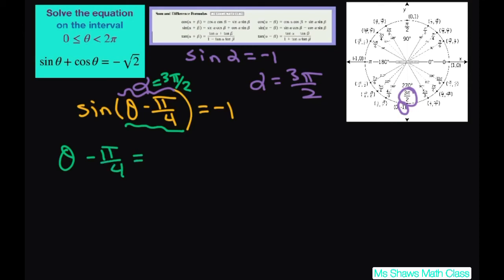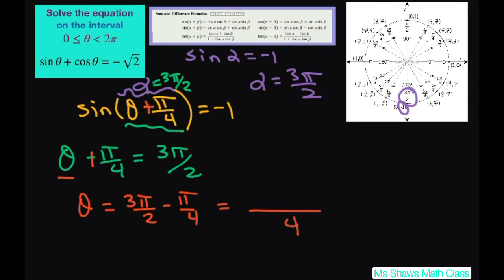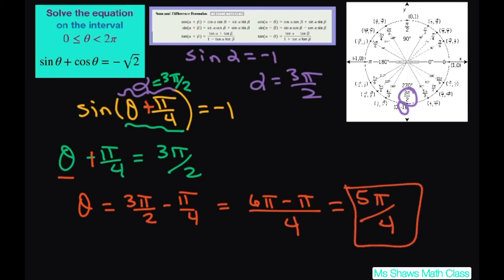Theta minus pi divided by 4 equals 3 pi divided by 2, and now just solve for your angle. So theta equals 3 pi divided by 2. This is supposed to be a plus, sorry. And then subtract pi divided by 4. Our common denominator is 4, so that's going to give us 6 pi minus pi, and that's going to equal 5 pi divided by 4. And that's your final answer.